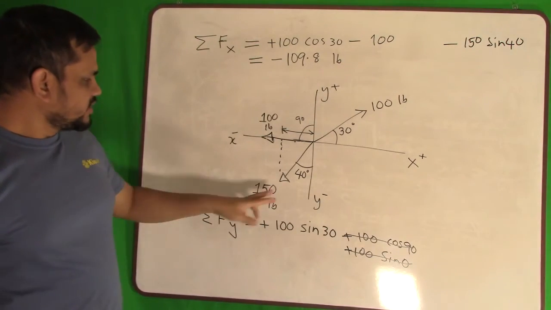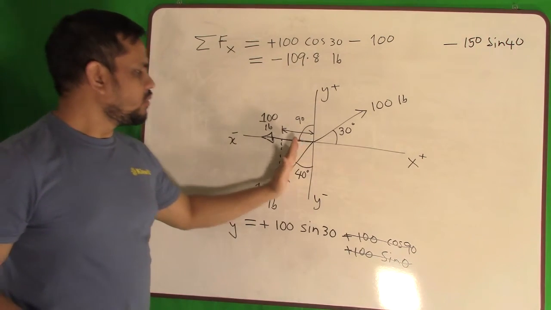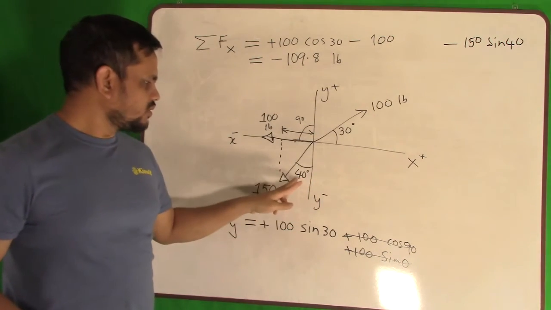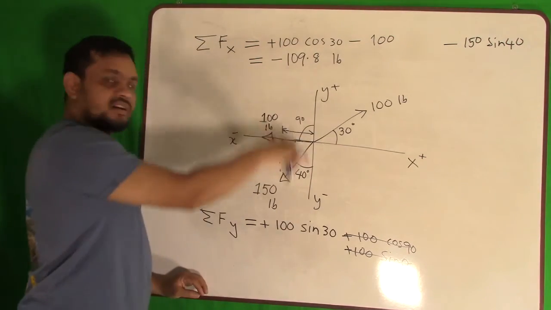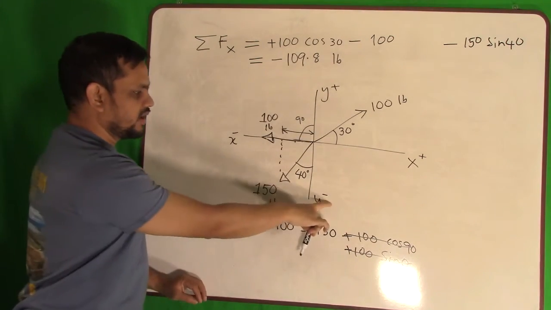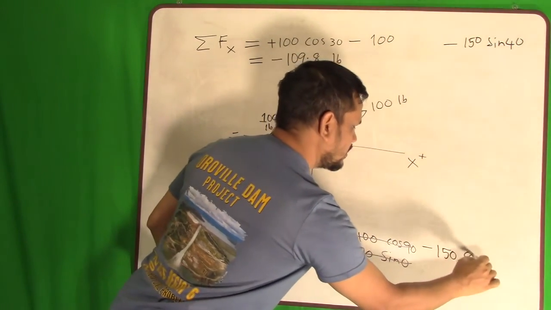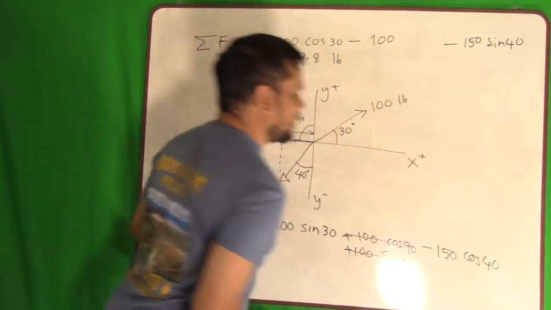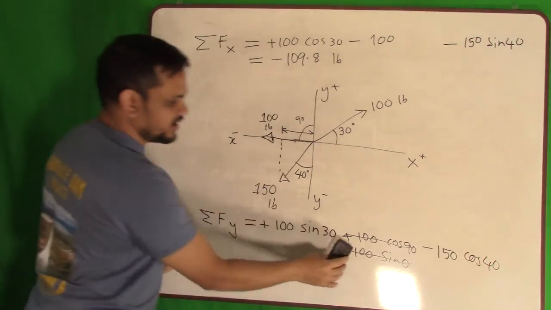Okay, then third force is this force. This force, I need to take the vertical component. So angle is here, adjacent to the angle, and it is in downward, negative direction. So minus 150 cosine 40. Why cosine? Adjacent to the angle. Okay, so I can delete this part.